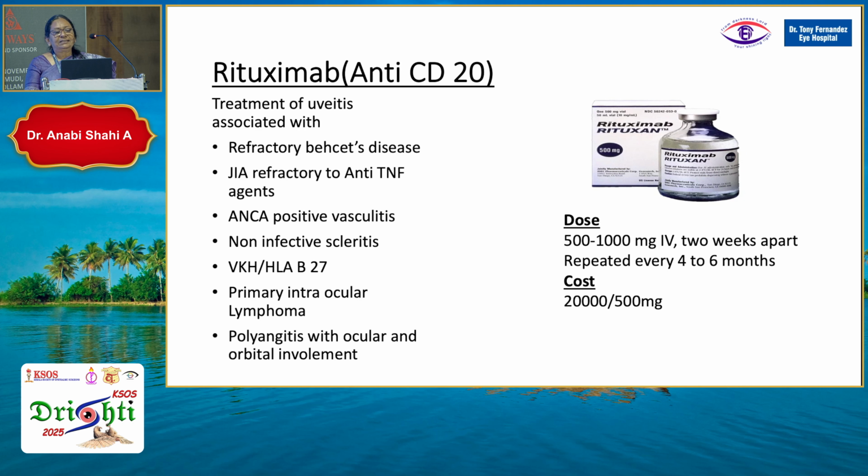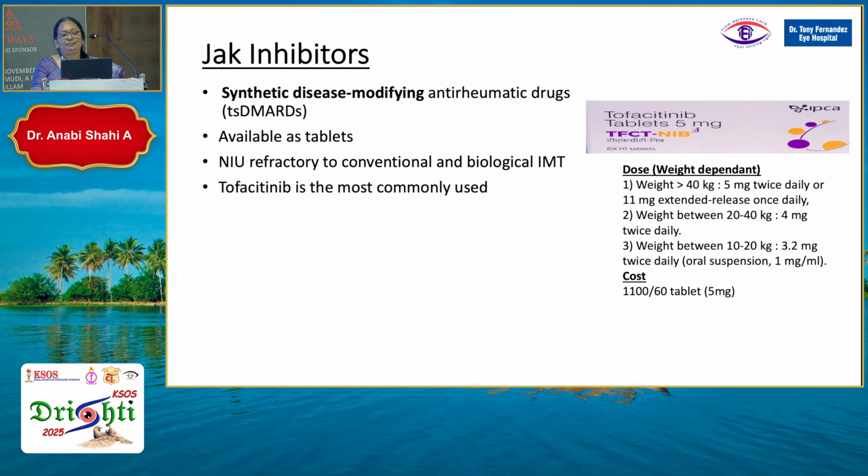Rituximab, that is anti-CD20 drug, it is used in refractory Behçet's disease, JIA refractory to anti-TNF agents, ANCA-positive vasculitis, non-infective scleritis, VKH and HLA-B27 associated uveitis, primary intraocular lymphoma, and polyangiitis with ocular and orbital involvement. The dose is 500 to 1000 milligram IV 2 weeks apart, repeated every 4 to 6 months. The biosimilars cost is for 500 milligram, it is 20,000.